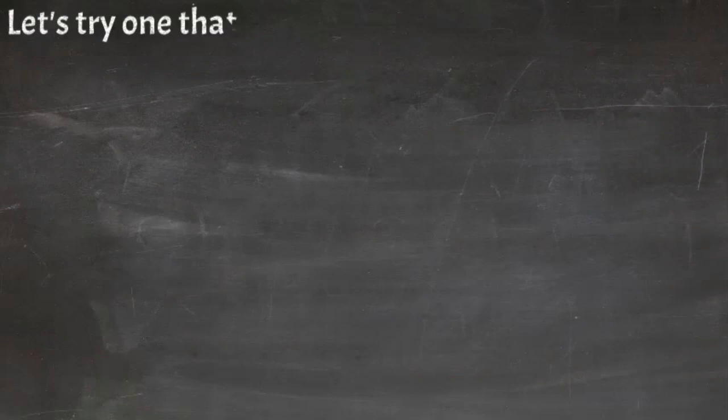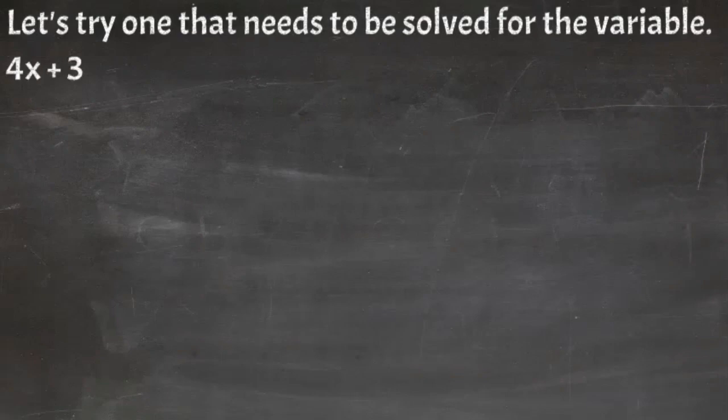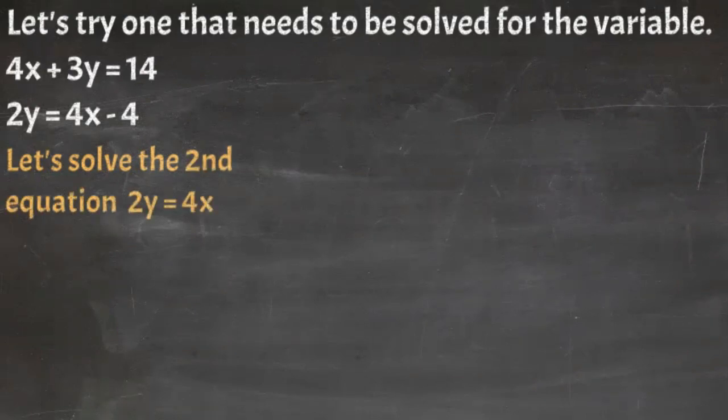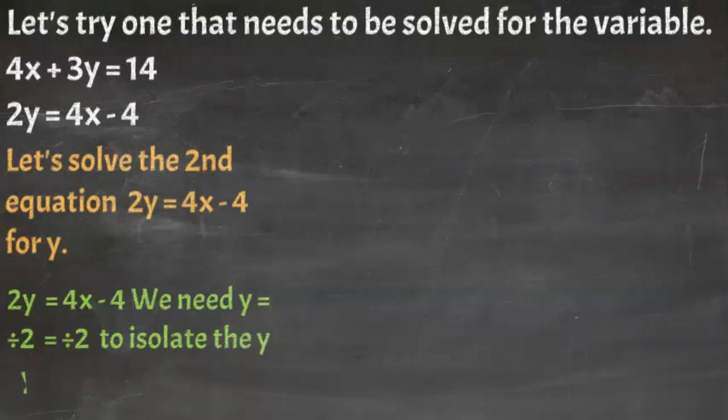Let's try one that needs to be solved for the variable. 4x plus 3y equals 14. 2y is equal to 4x minus 4. So we're going to solve the second equation for y. So we write it out like this, and we need to get y is equal to, so we divide both sides by 2, and that means everything, so we get y is equal to 2x minus 2.